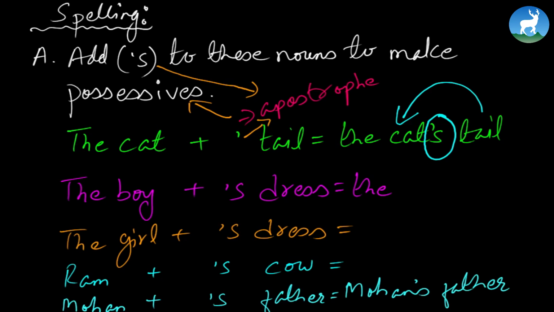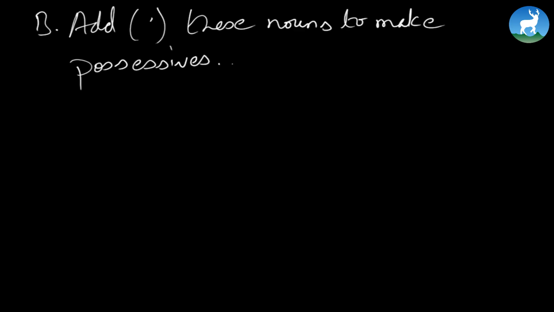Let's move further. Number B. Add, again, the rule of apostrophe, to these nouns to make possessives. Again, we're saying possessiveness here. See, the concept is just like the one we've done earlier, except here it's in plural form. You see that? Boys. It's the plural of boy, isn't it? There are many boys, more than one boy.